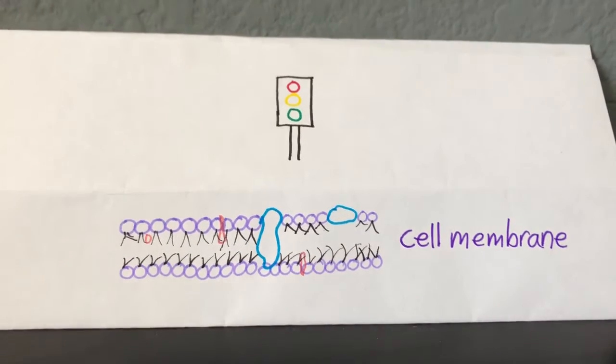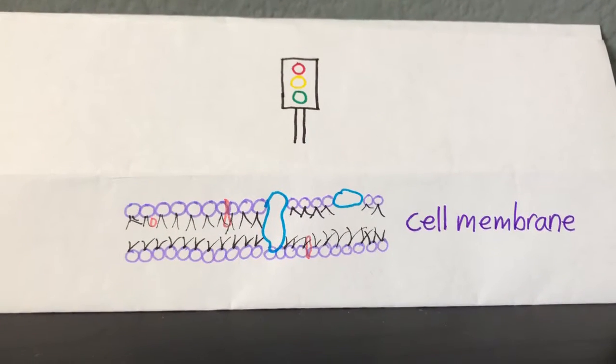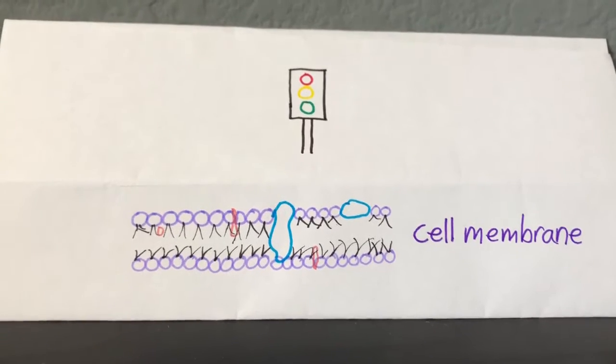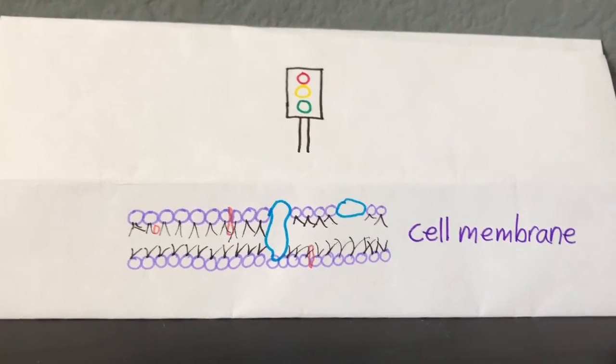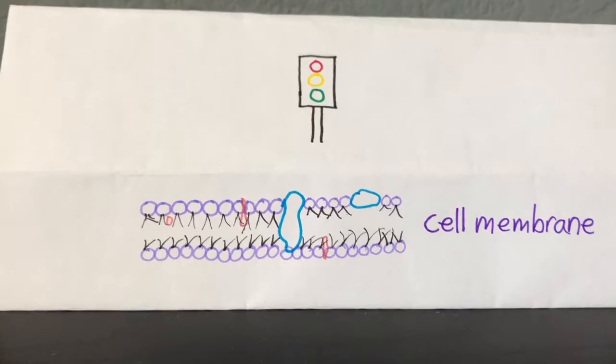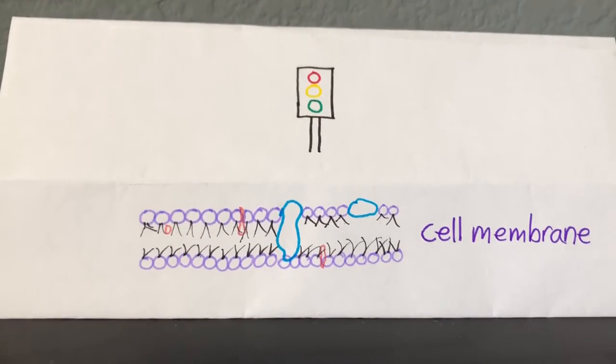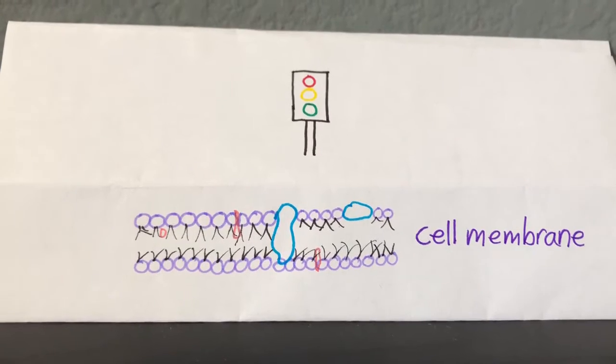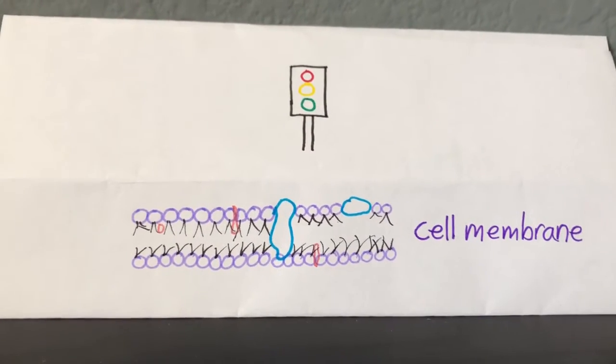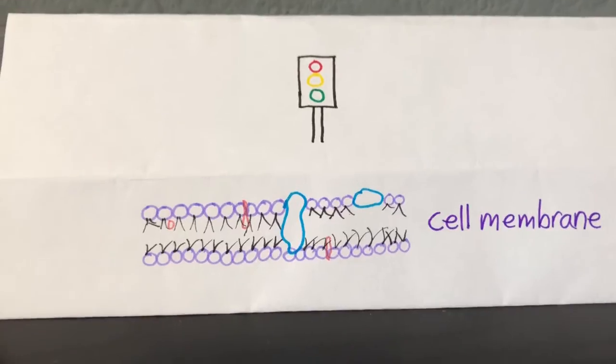Hello, today we're going to be taking a look at selective permeability within the cells. So the cell membrane, which is this image right here, acts as a barrier between the external and internal environments of the cell. So that's why I drew that little traffic signal, because it mediates what can come in and what can exit the cell. And it's able to do this because of its structure.